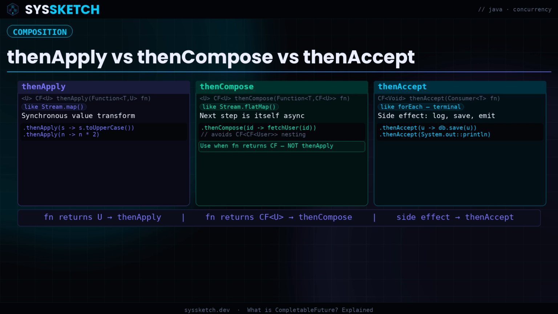thenApply is like map on a stream. It takes the result, transforms it, and returns a new CompletableFuture with the transformed value. The original value is unchanged. thenAccept is the terminal consumer. It takes the result and performs a side effect but returns a CompletableFuture of Void.